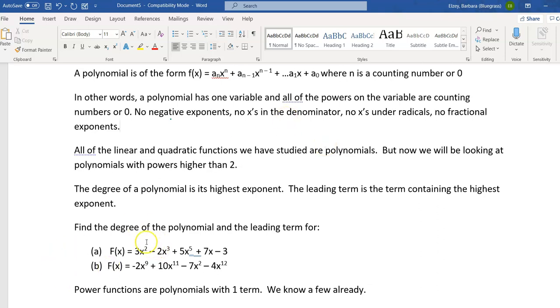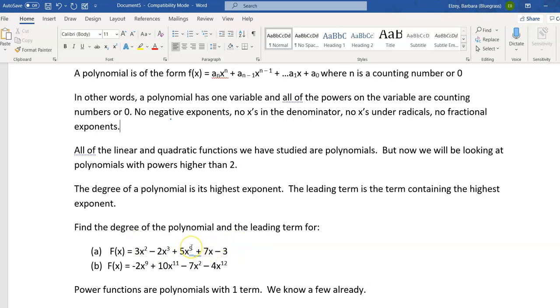Okay, so let's notice this as we look at this polynomial. Notice all of the exponents are counting numbers. Even our x right here, remember it's always an unwritten 1. And we are allowed to have numbers by themselves, because really this number by itself has an x to the 0 power, and anything to the 0 power is 1, so we just don't write 3 times 1 right there, or 3 times x to the 0. So this is a polynomial.